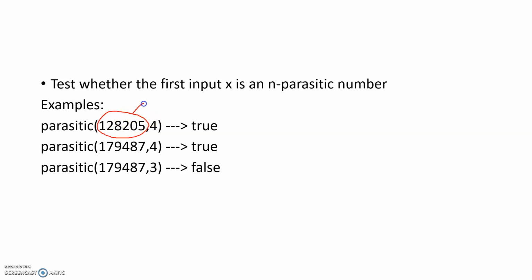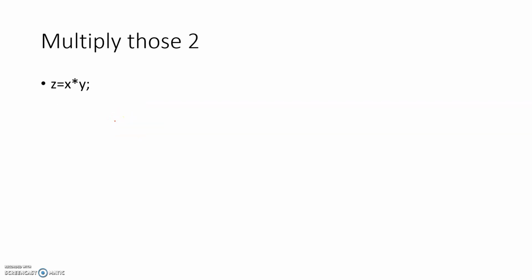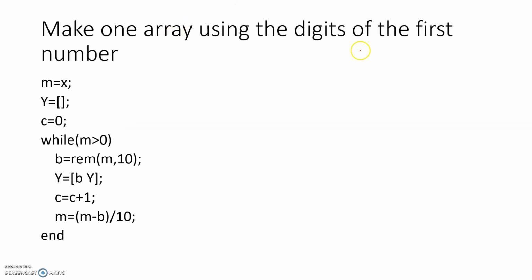So what I am going to do, I will put all the digits of this particular first input number in one array first. Then I will apply circular shift. What I have done here, just see, make one array using the digits of the first number. m equal to x, as we define in case of digit extraction from a number, then y equal to define one empty array, then c equal to 0. c is a variable which will store how many digits are there in that particular input number.